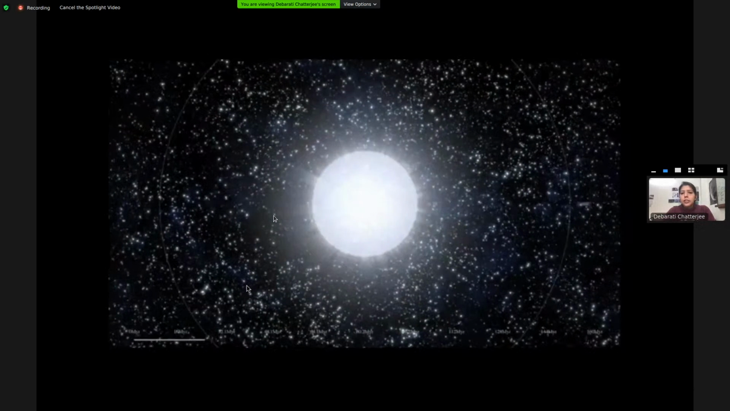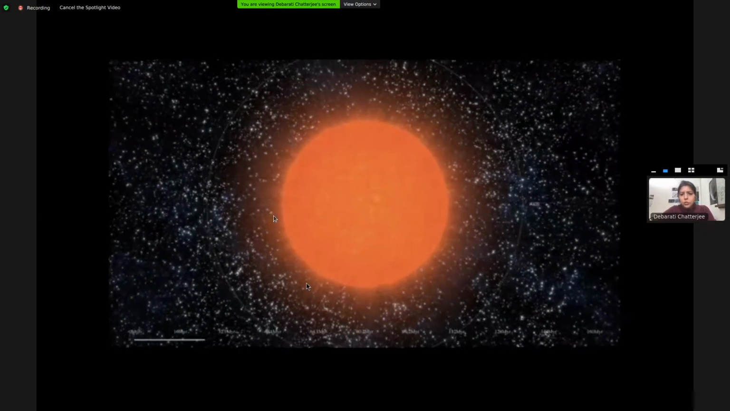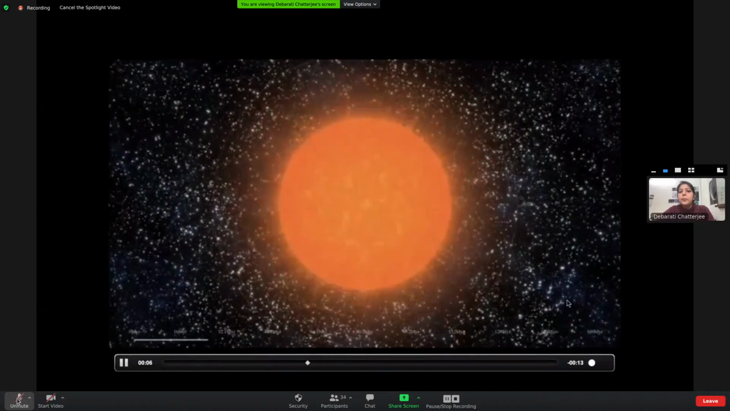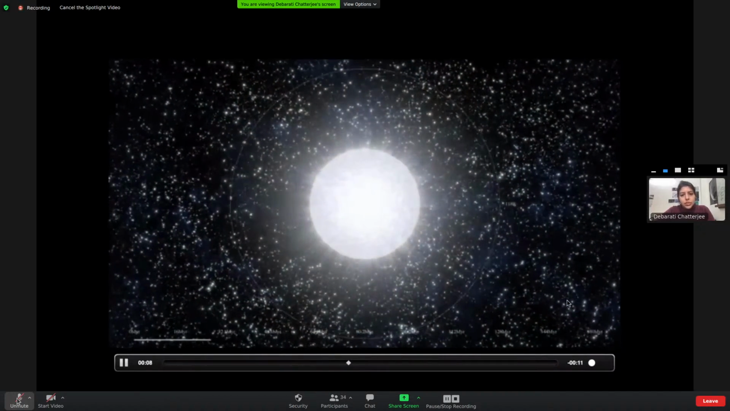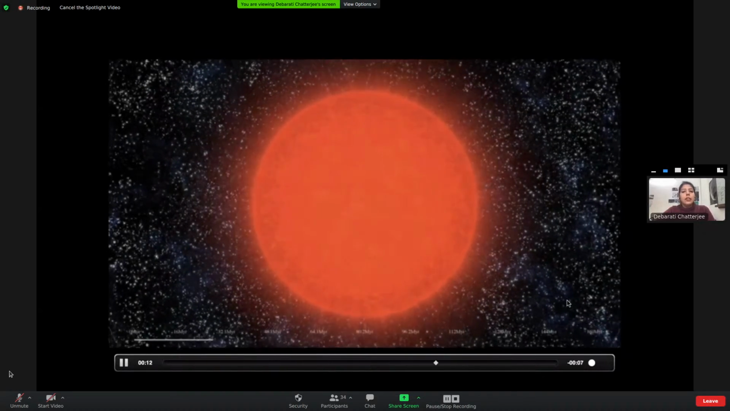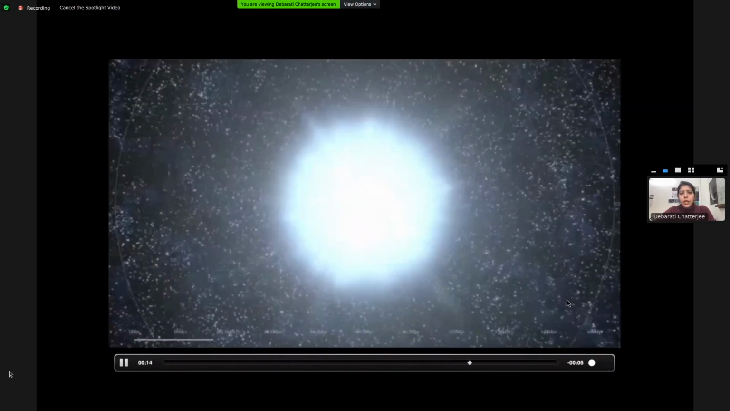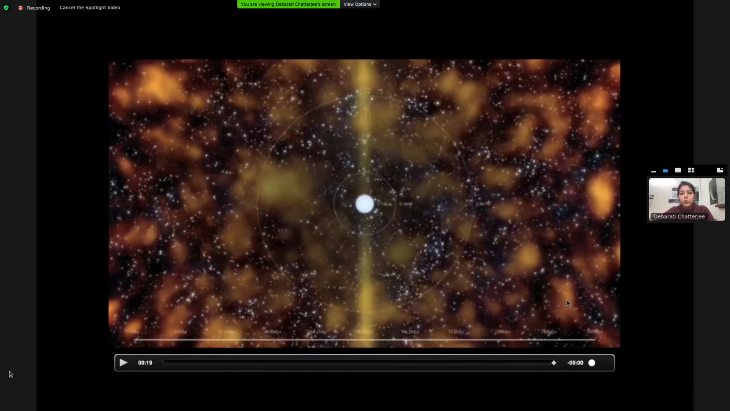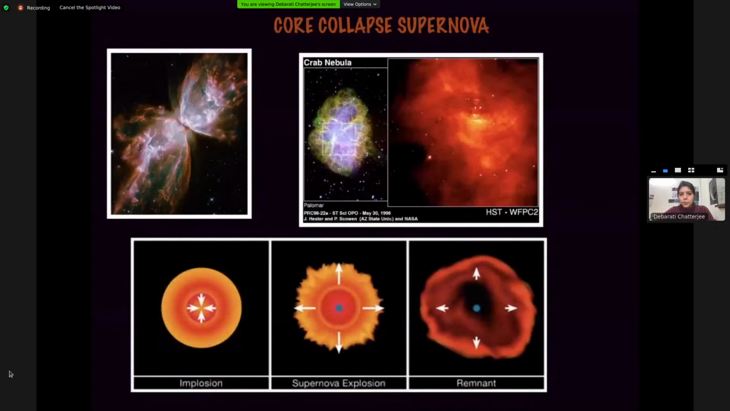So there is an animation here. Can you see the animation? I hope you can. Here, this is a normal star which is going through its fusion phases until it produces iron at the core, and then this stops, and now the outer layers explode towards the exterior, and the core forms a rotating pulsar. So this is what we understand about the formation of pulsars.